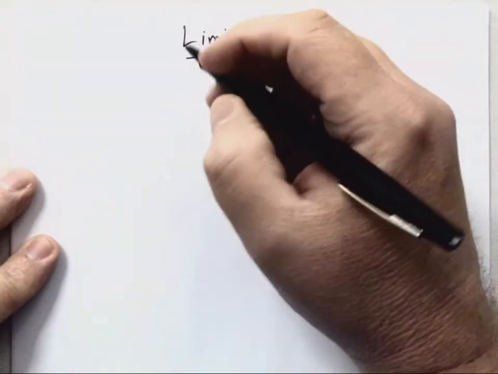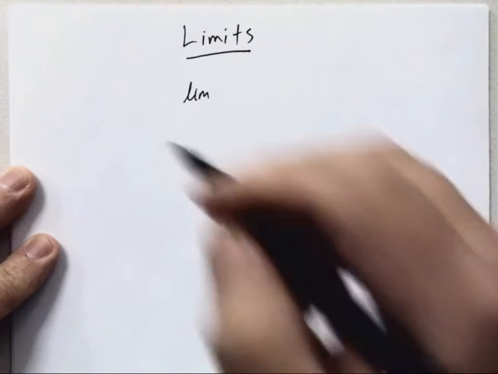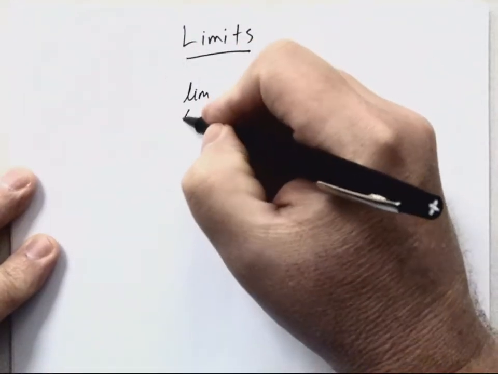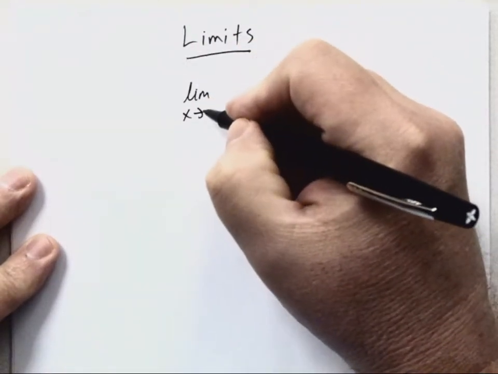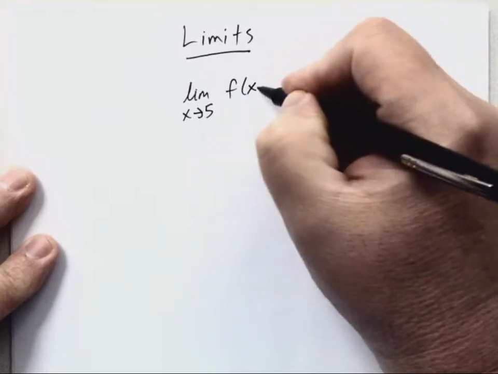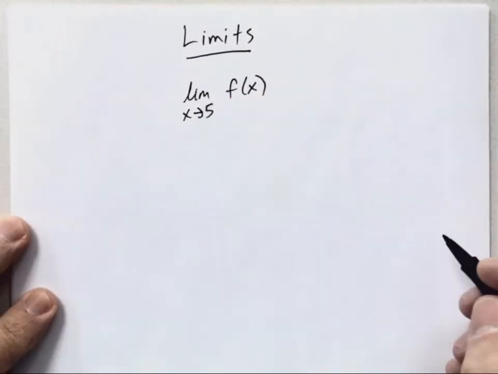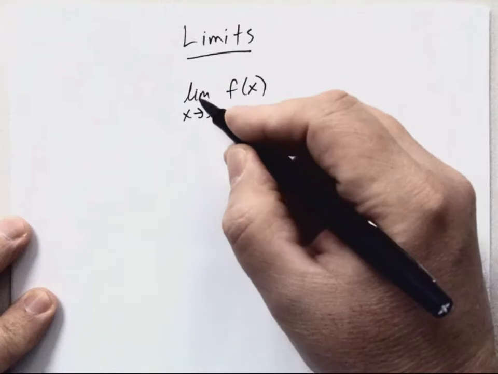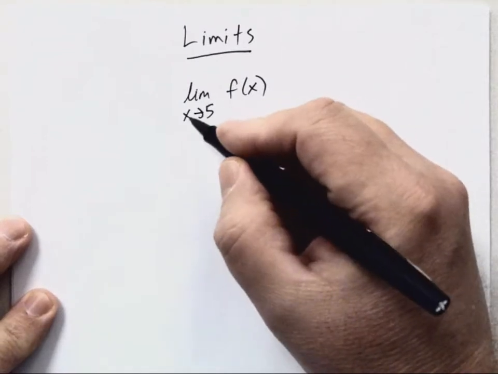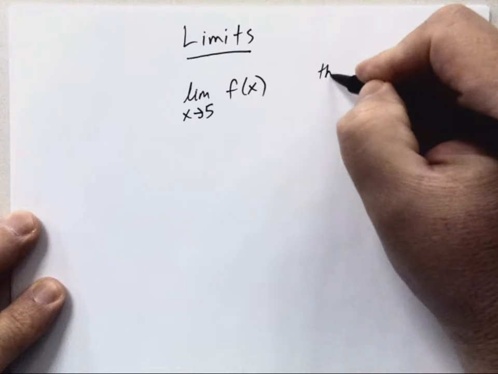So the way you write a limit, sort of use cursive script. And let me write out an example of a limit, and then I'll define it. So how you would say this, you would say the limit as x approaches 5 of f of x.